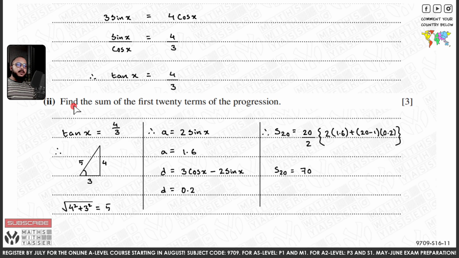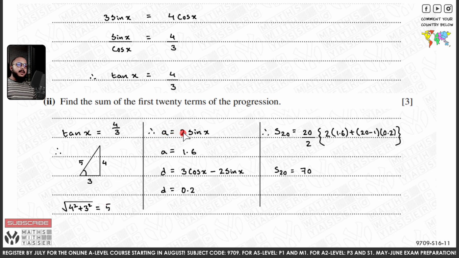In the next part of the question, we need to find the sum of the first 20 terms of the progression. So tan x is 4 by 3. So if I think of a right angle triangle, if I consider this to be angle x, so opposite by adjacent, this is 4, this is 3, that means the hypotenuse must be 5, and this is a 3, 4, 5 right angle triangle. Even if you don't know that this is a 3, 4, 5 right angle triangle, you can find the hypotenuse with the help of Pythagoras. So that gives us square root of 4 squared plus 3 squared, which is eventually 5.